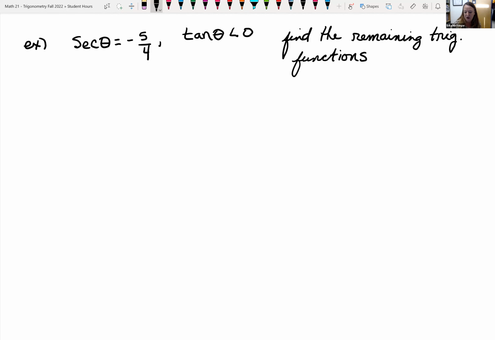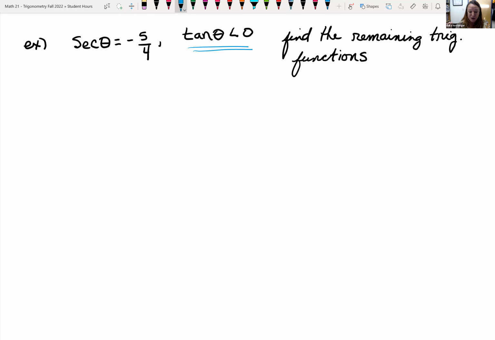Looking at the following equation, we have secant theta equal to -5/4. We're given that tangent theta is less than 0, and we're asked to find the remaining trigonometric functions. So looking at this, we have to figure out first what quadrant theta is in. First of all, it says that tangent theta is less than 0, and so that tells me it's either in quadrant 2 or quadrant 4.